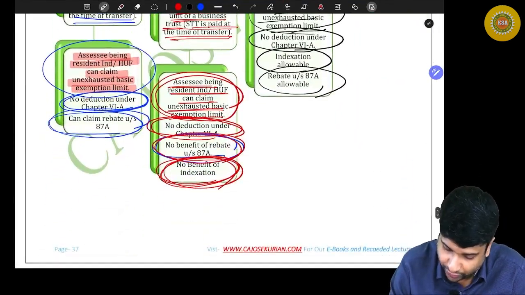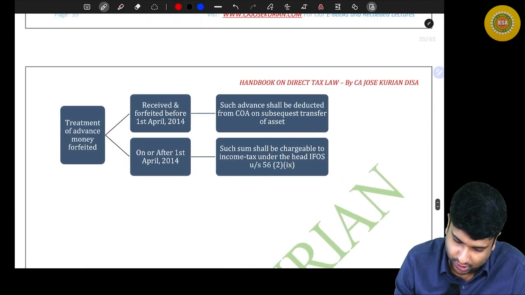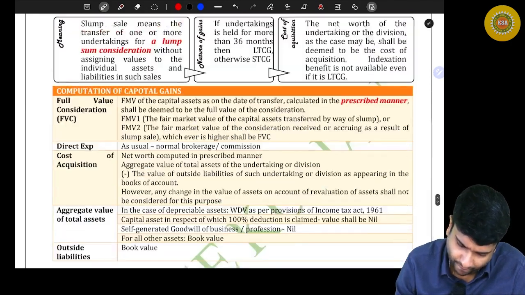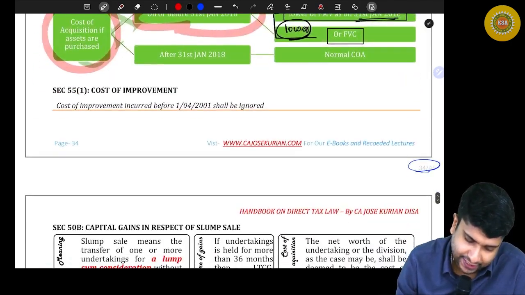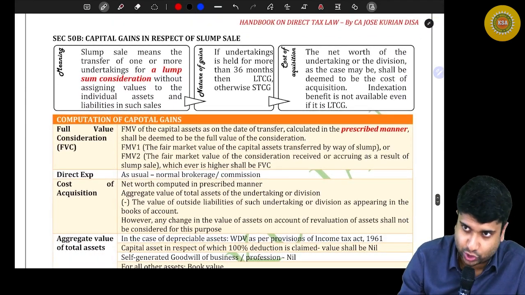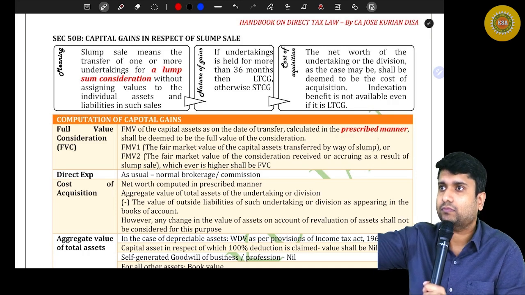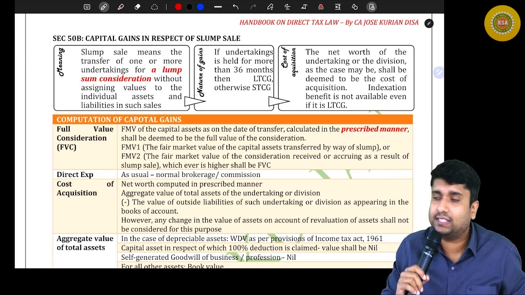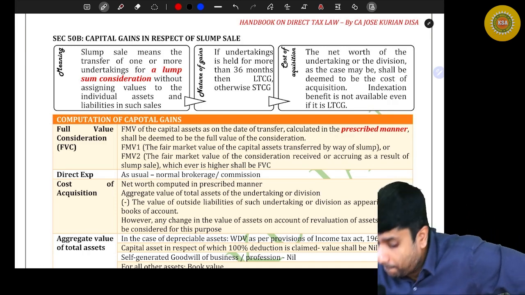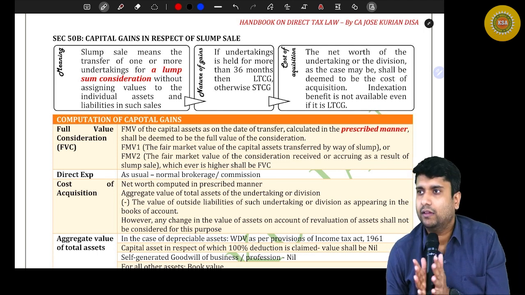All right. So moving on, friends, we were discussing, where were we? Yeah, we were discussing 112A. Now we will discuss another concept called slum sale. Keep quiet and listen. We will discuss another concept which is called what? Slum sale. See, imagine a situation.